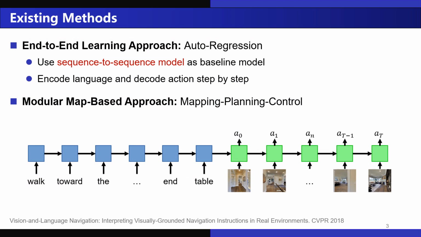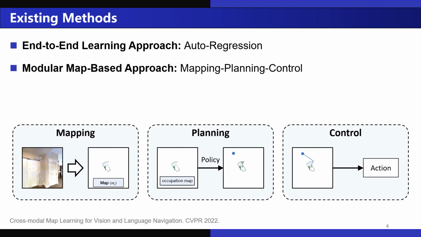Current dominant methods could be broadly divided into two categories. The first one trains an agent in an end-to-end manner. It perceives the environment from RGBD and predicts a sequence of actions using a recurrent model. In contrast, the modular map-based approach divides the whole navigation process into several components such as mapping, planning and control. It equips the agent with a map constructed gradually to perceive the environment.